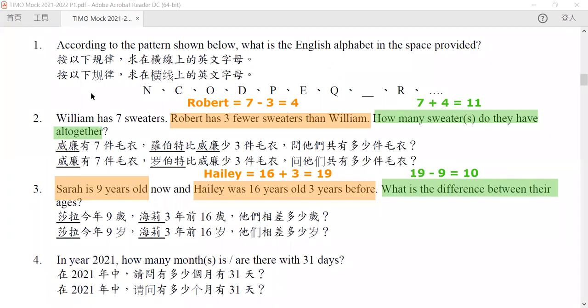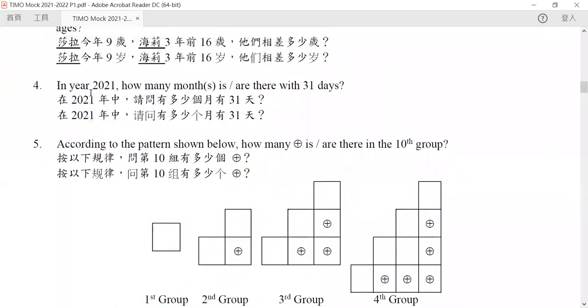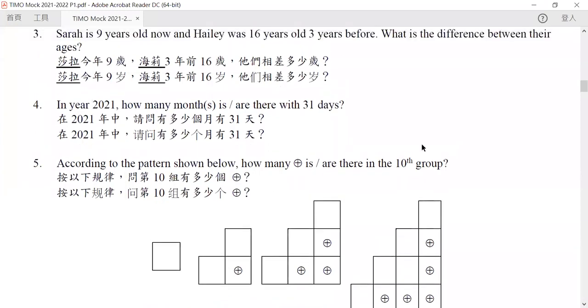Okay, so let's go to question number 4. In the year 2021, how many months are there with 31 days? Now, this is actually not a mathematical question, but instead more a question about common knowledge. So within a year, how many months are there of 31 days?